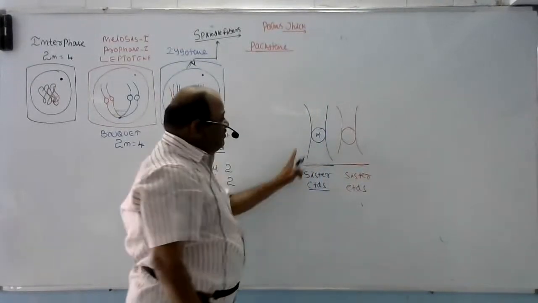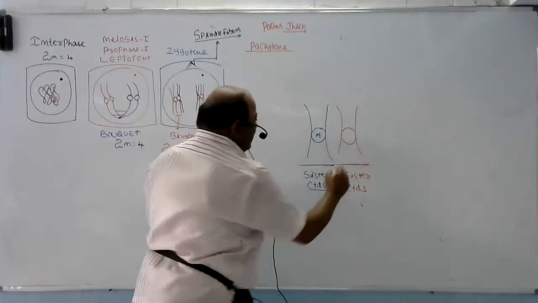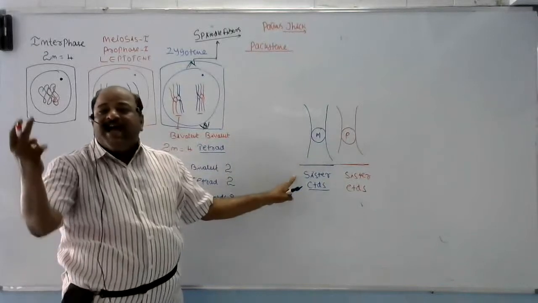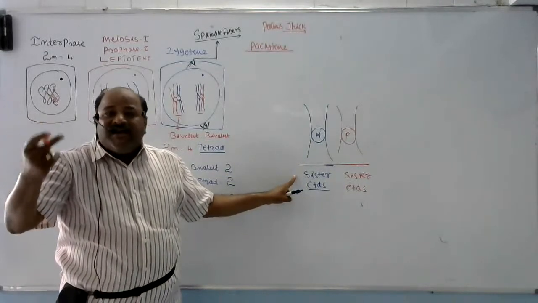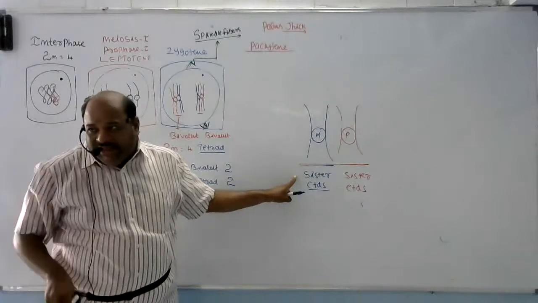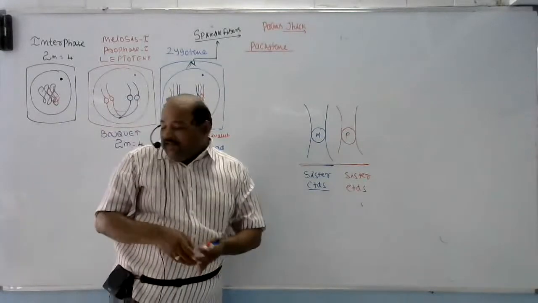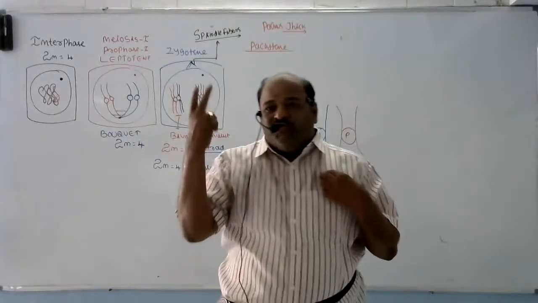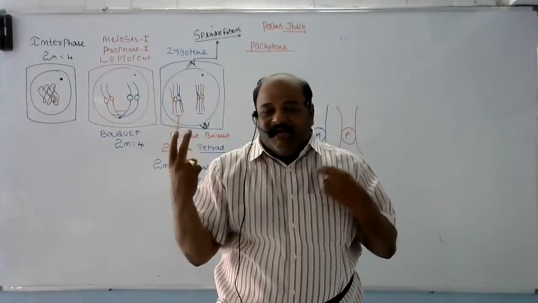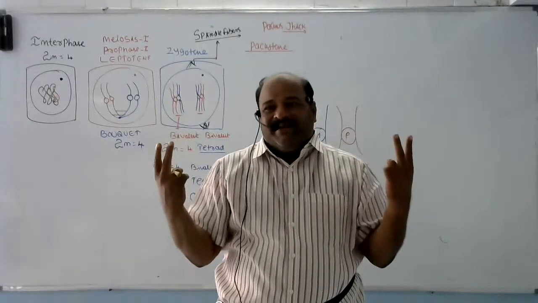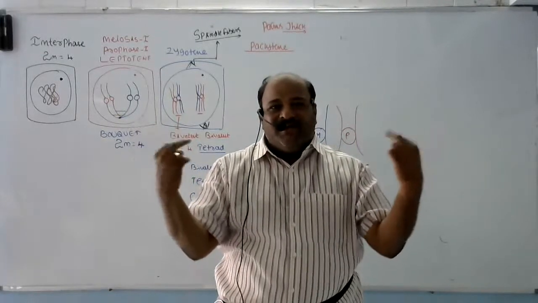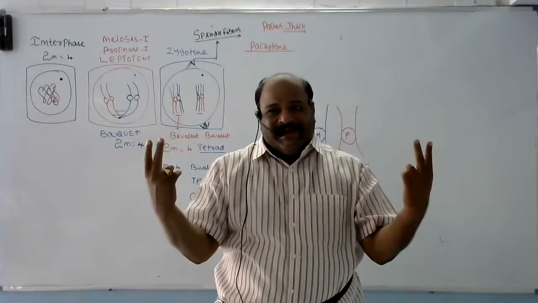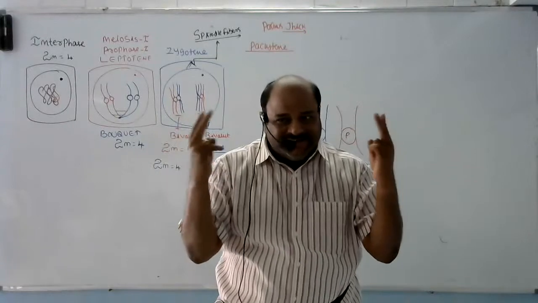So, in each bivalent, one is maternal and the other is paternal. Every chromosome has 2 chromatids of the same type. They are called sister chromatids. Okay, 2 fingers from the right hand, 2 fingers from the left hand. These two are sister chromatids.